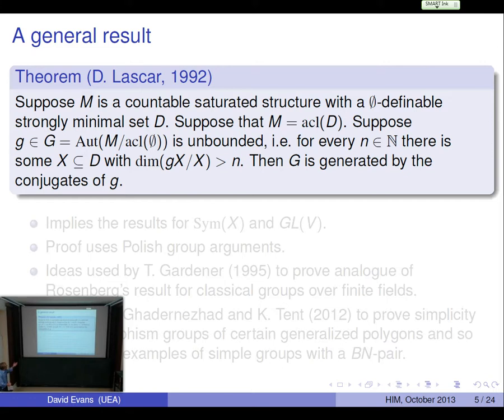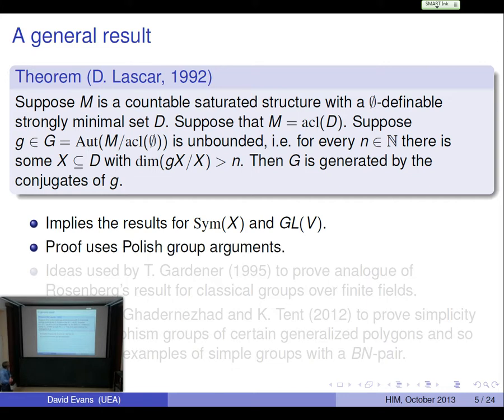Okay, so a strongly minimal set automatically comes with a notion of dimension. There's a notion of closure associated with them. In this case, it's algebraic closure. And these features, dimension and some sort of closure, will reappear in the more general setting later on. Okay, so this implies the results for the symmetric group and the general linear group.